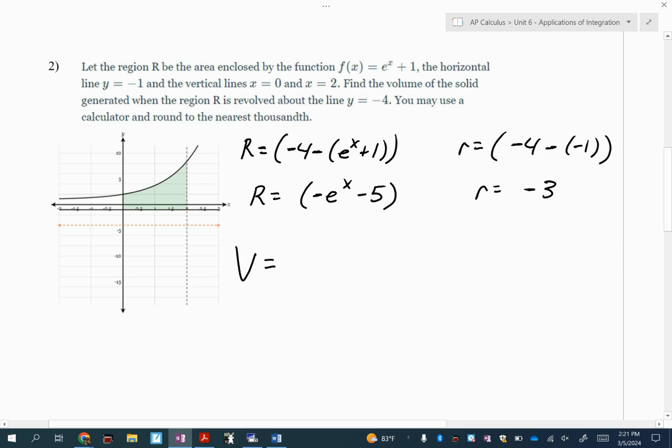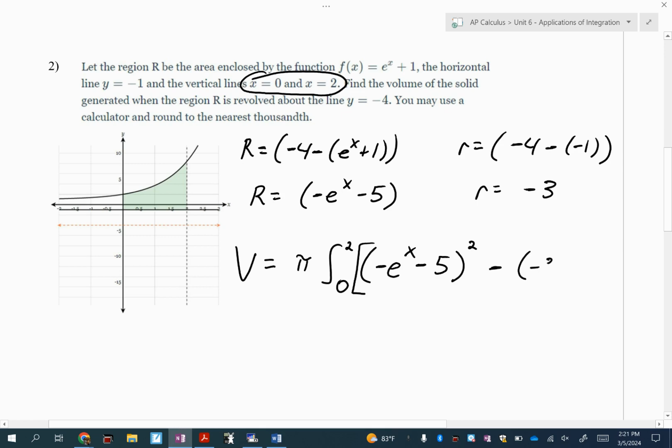All right, let's do the setup. What goes first? Pi, thanks for that, the first one. Now this one again gives you the limits of integration, right? It says from 0 to 2, x equals 0 to x equals 2. Let's do our uppercase radius squared minus the lowercase radius squared dx.